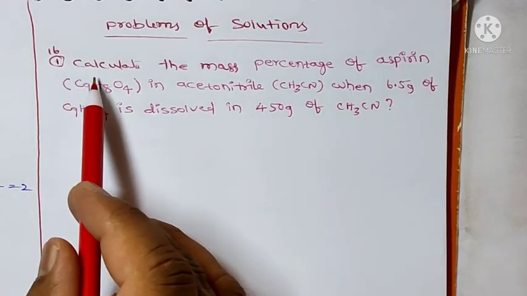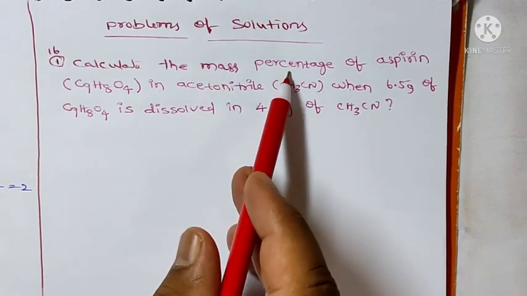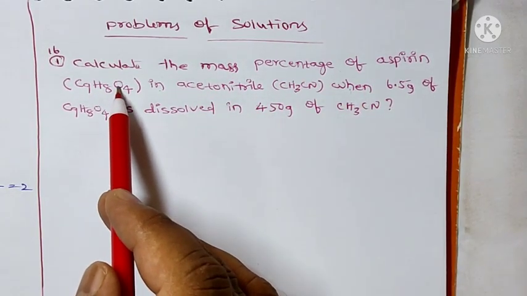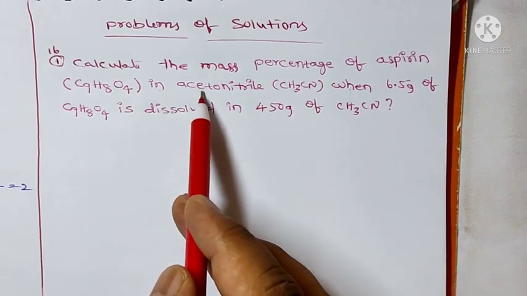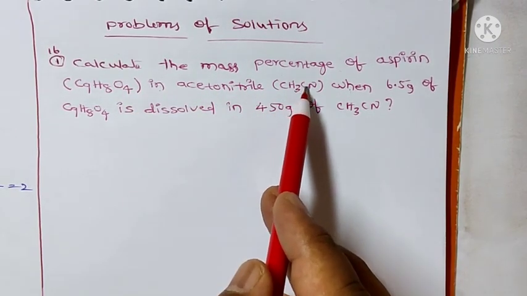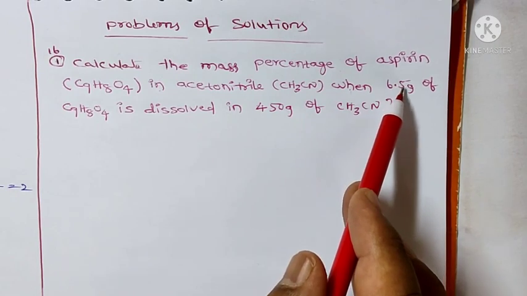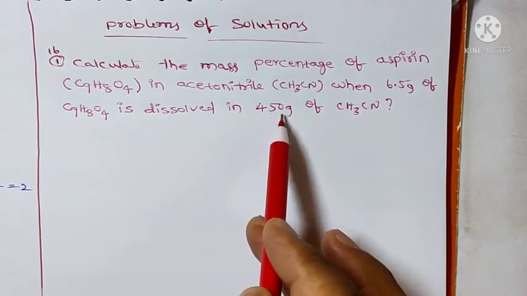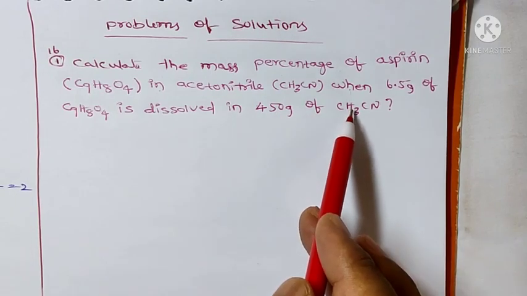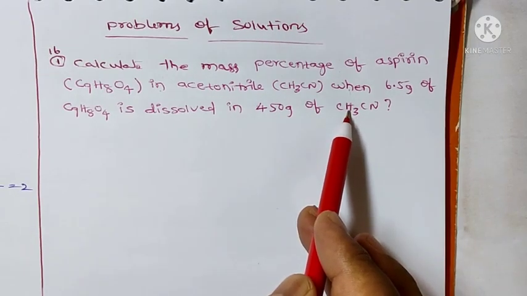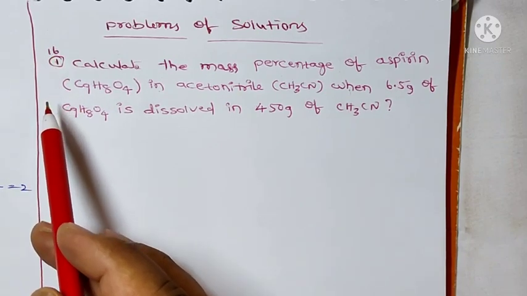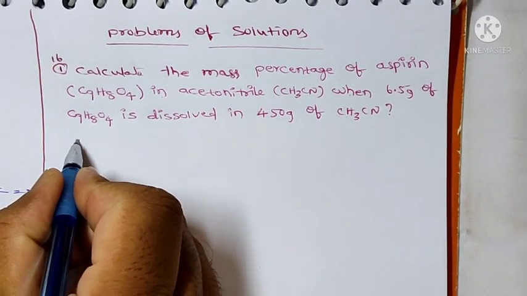The first problem: calculate the mass percentage of aspirin, C9H8O4, in acetonitrile, CH3CN, when 6.5 grams of aspirin is dissolved in 450 grams of acetonitrile. In the textbook, the problem number is 16. Let us solve that problem.